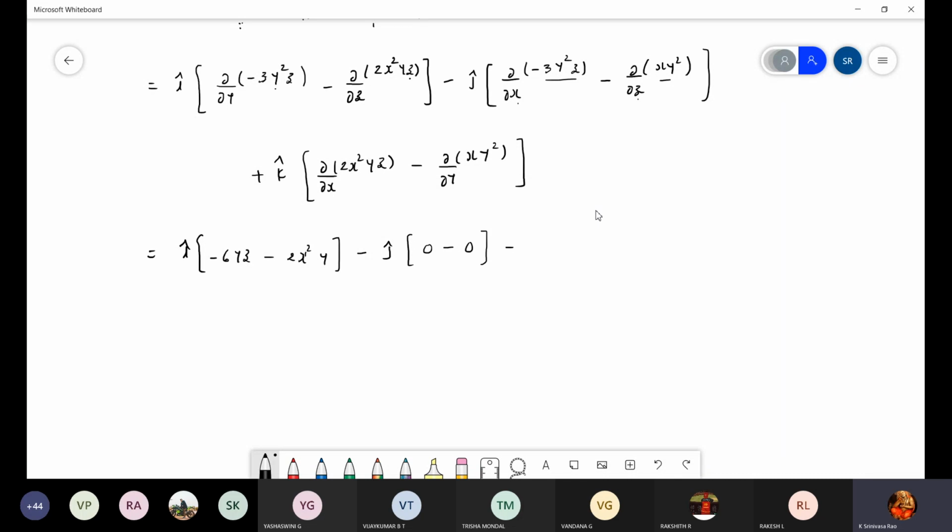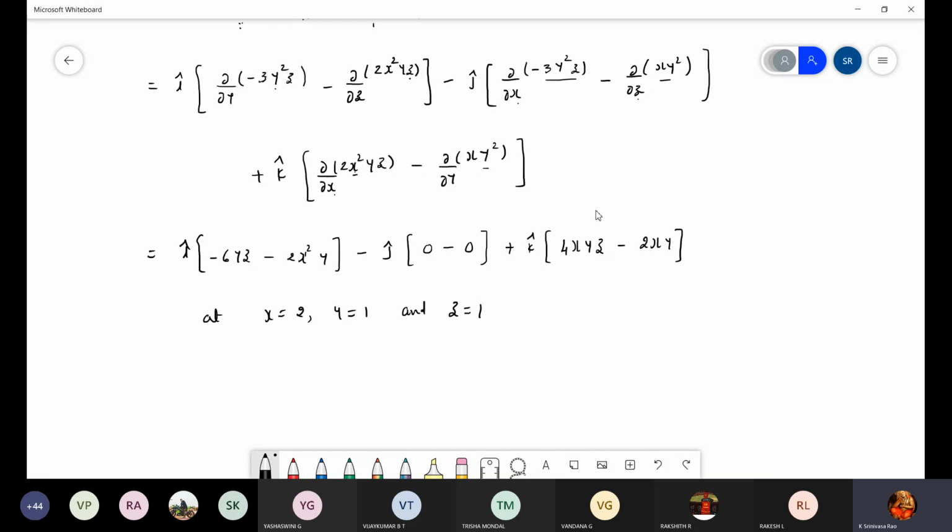So the j component vanishes, plus k into, with respect to x square differentiation is 2x, so 4xyz minus, with respect to y square differentiation is 2y, so 2xy. So let it be. Now at x equals 2, y equals 1 and z equals 1. Is it right? The numbers 2, 1, 1.